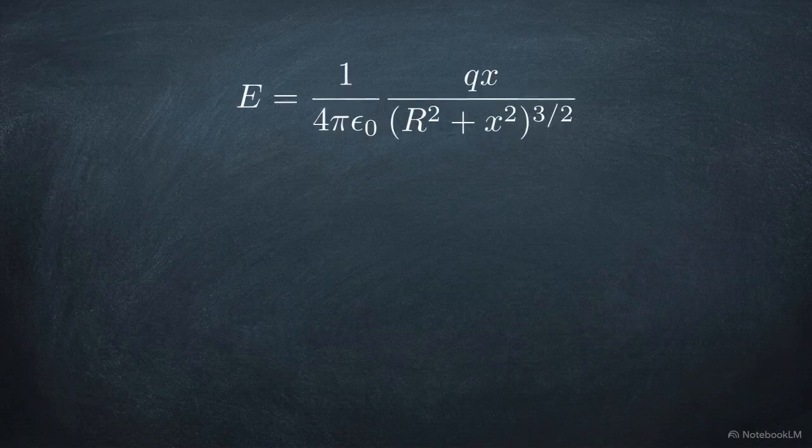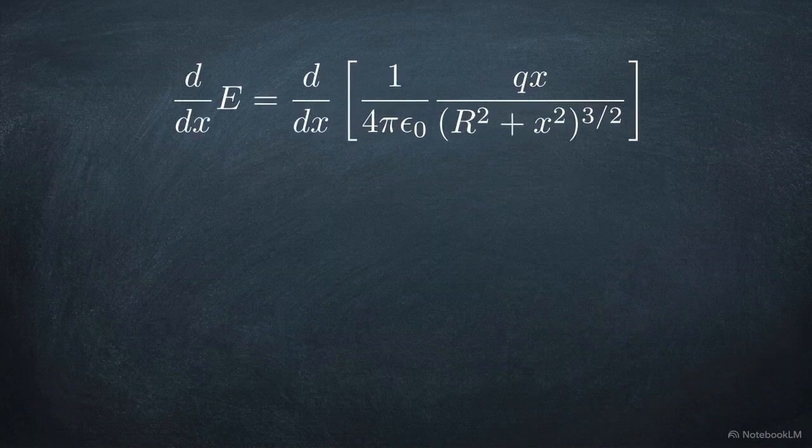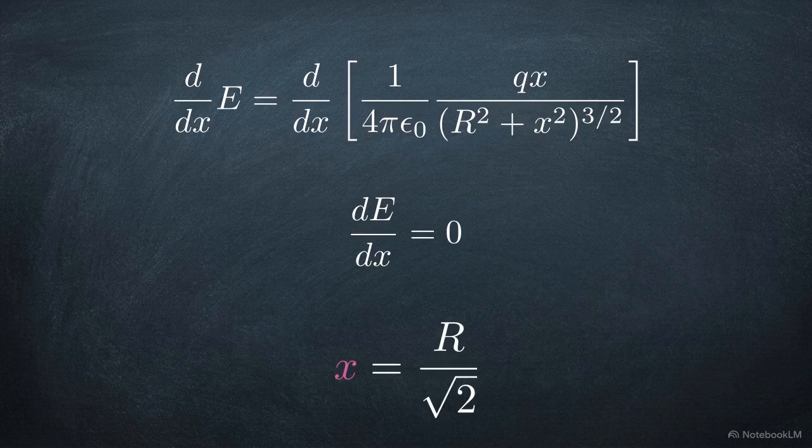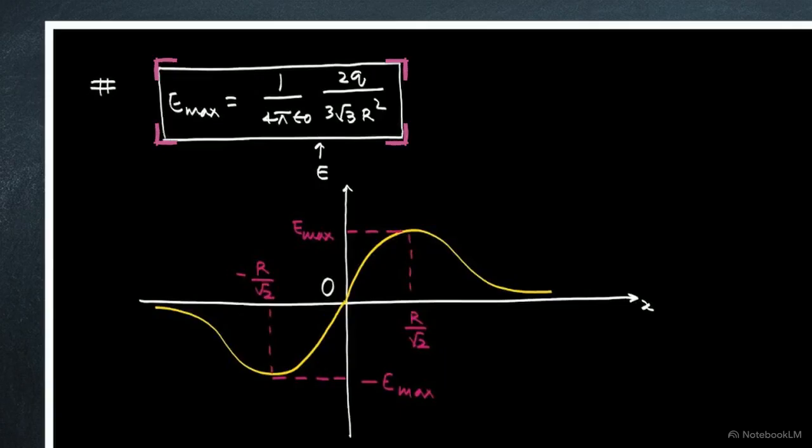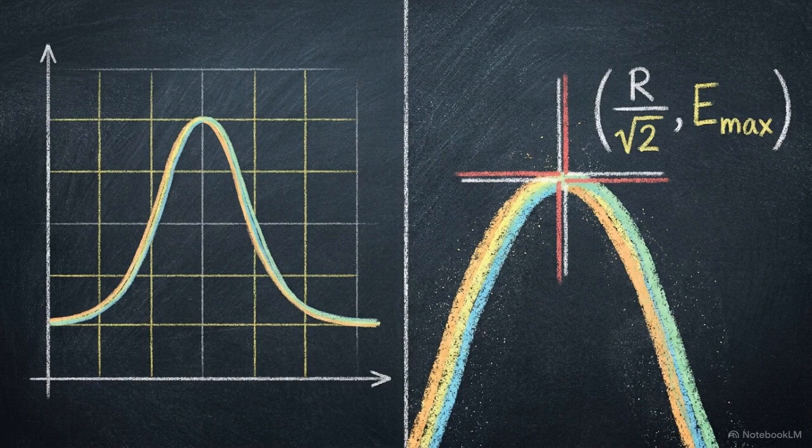Apply the quotient rule to take the derivative of our field equation with respect to x, then set that derivative to 0. Solving for x reveals that the field reaches its maximum specifically at a distance of r over the square root of 2. The white box at the top left shows the final equation for the maximum electric field, which we find by substituting that specific x value back into our master formula. Through differential calculus, we move from observing general trends to identifying the precise boundaries of physical forces.